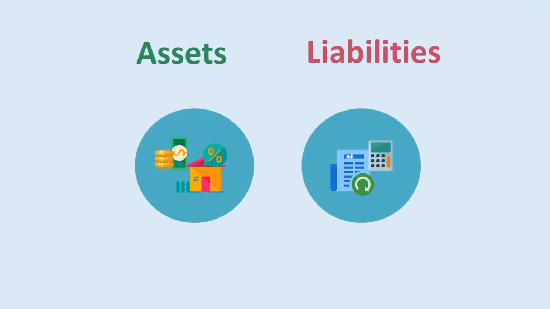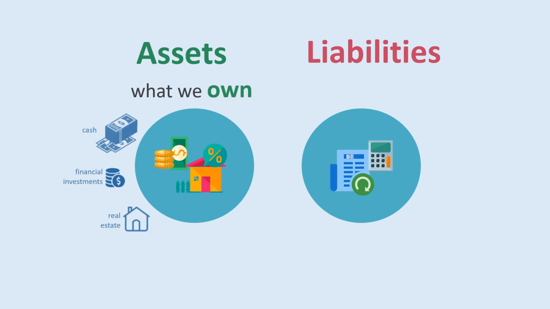The meaning of the first two key terms, assets and liabilities, is quite simple. Assets are things that you own, for instance, cash, financial investments, or real estate. The common feature of assets is that they can be turned into cash. For instance, if you simply sell your shares or your house, you will have more cash.